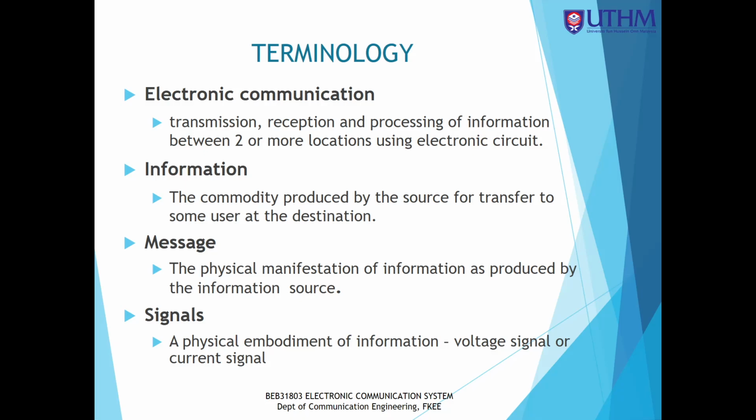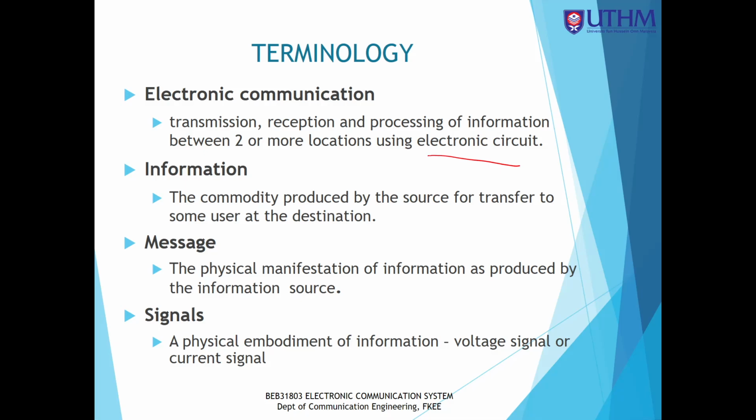Some terminology: the electronic communication system consists of transmission, reception, and processing of information between two or more locations using electronic circuits. What is information? Information is the commodity produced by the source for transfer to some user at the destination. And the message is the physical manifestation of the information as produced by the information source. For example, when you speak, you speak something that consists of information. That voice is what we call a message. You give the message, when you speak, you provide the message to the transmitter. Inside the message consists of information.